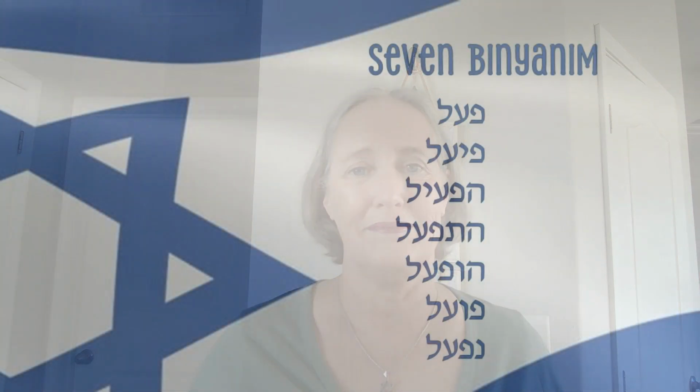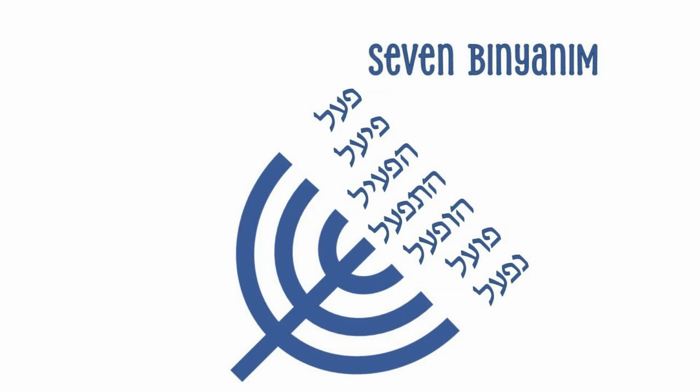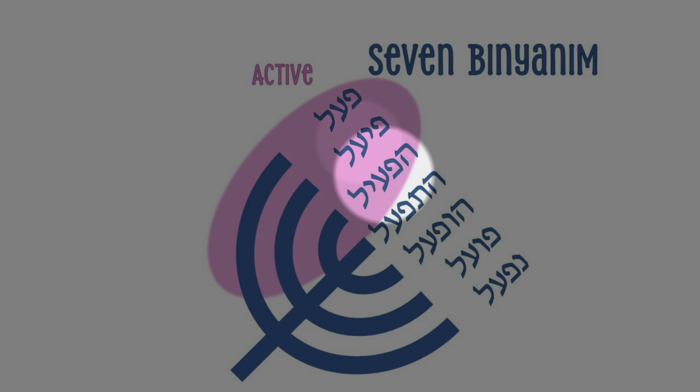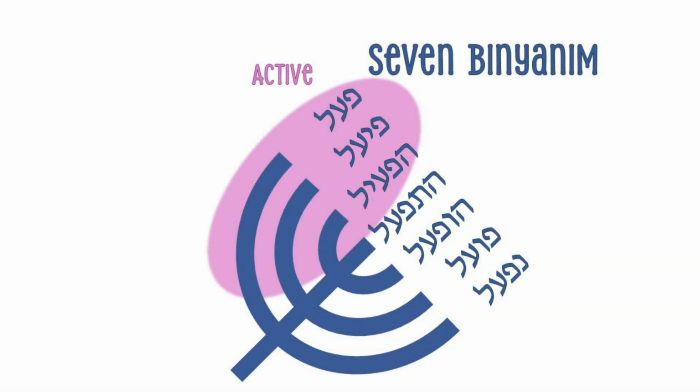I also want to take the time now to talk a little bit about the relationship among the binyanim. You might see the binyanim listed like this on a 7-branched menorah. This shows the relationship between the pairs of binyanim that are related to each other. So on one side, we see active verbs, pa'al, pi'el, and hif'il. And it really doesn't matter which side of the menorah is which. Then on the other side of the menorah are the passive verbs.